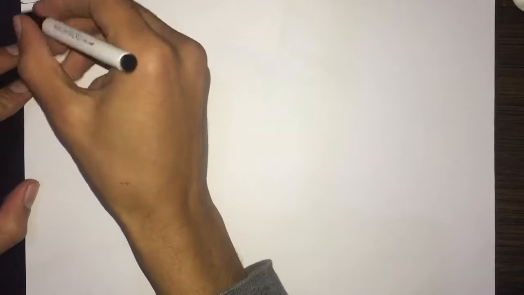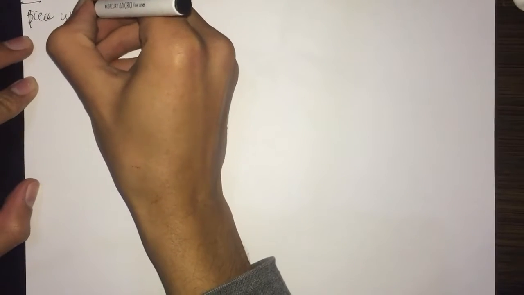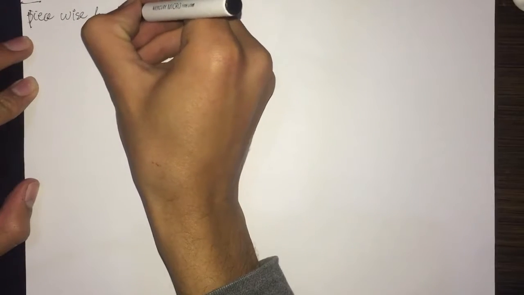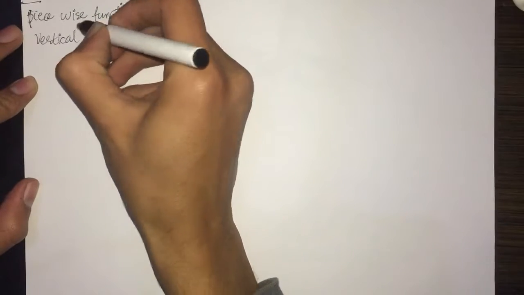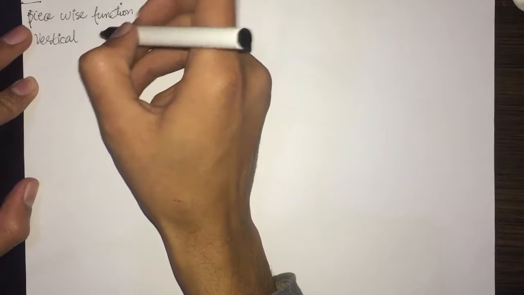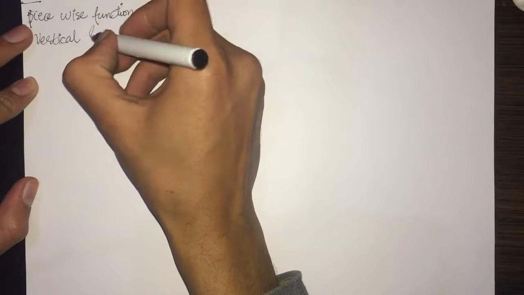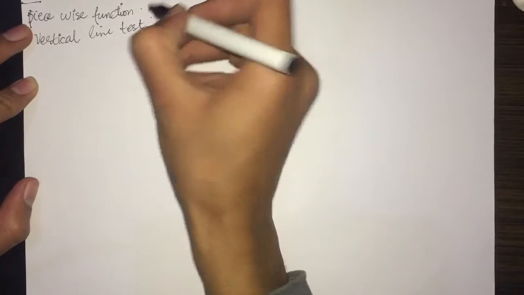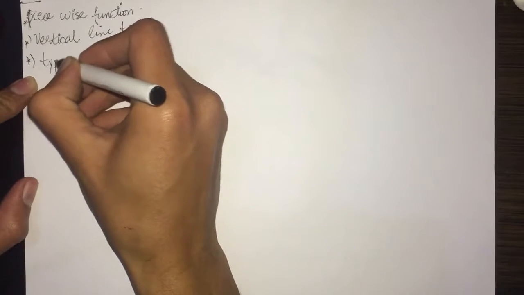So today we are going to start from where we left off yesterday, where I skipped piecewise functions, and I also skipped the vertical line test, where you test whether the graph is of a function or is a graph of just a normal line. So vertical line test, and then we are going to discuss different types of functions. There are many types of functions which we are going to discuss. Alright, so let's get started.